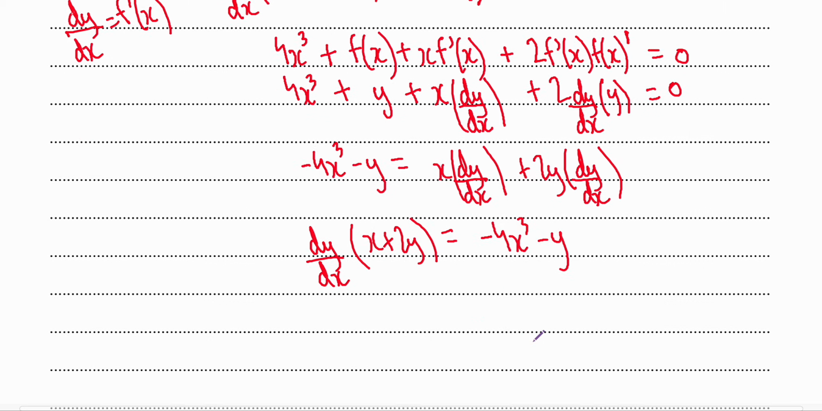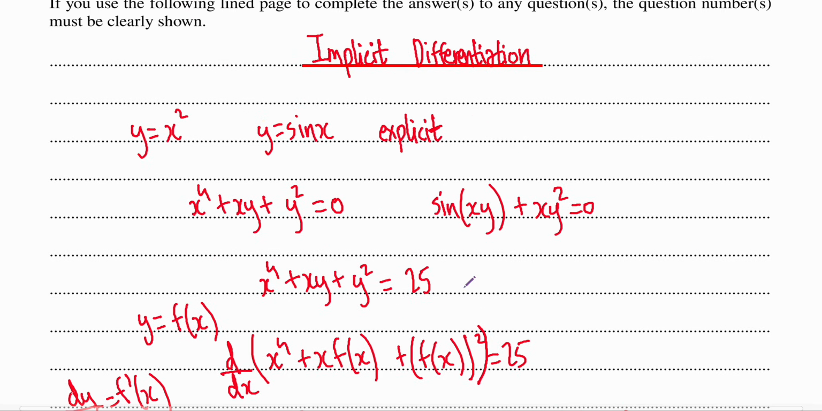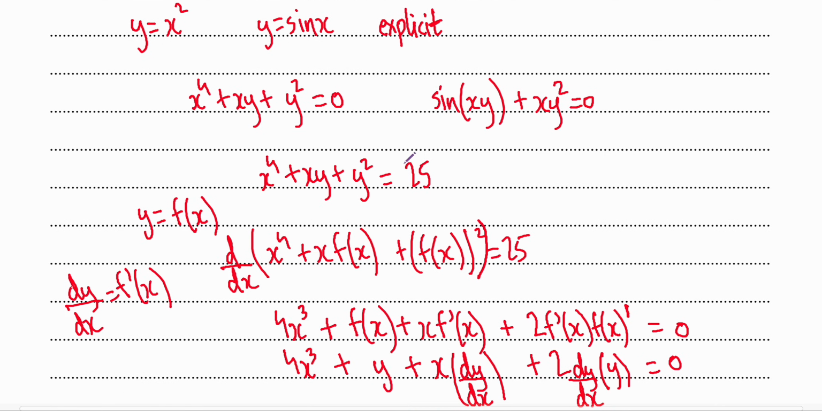And now you can just divide both sides by x plus 2y, and you're left with dy by dx is equal to minus 4x cubed minus y divided by x plus 2y. And that is your dy by dx. Of course, it's in terms of x and y because our original function was in terms of x and y.